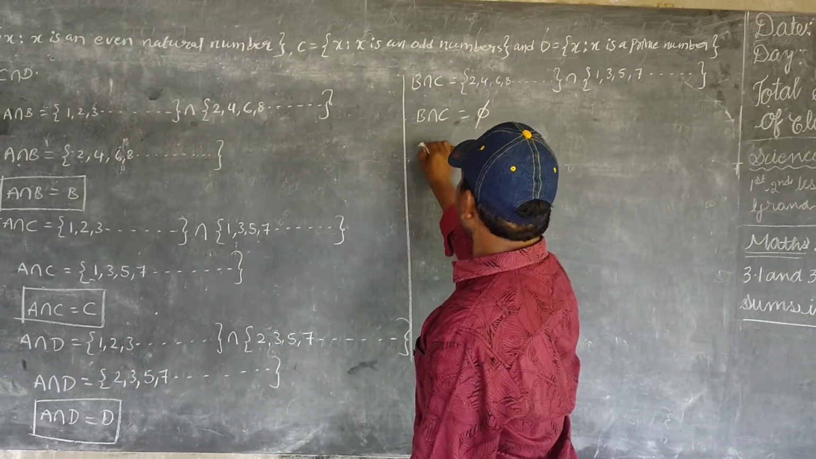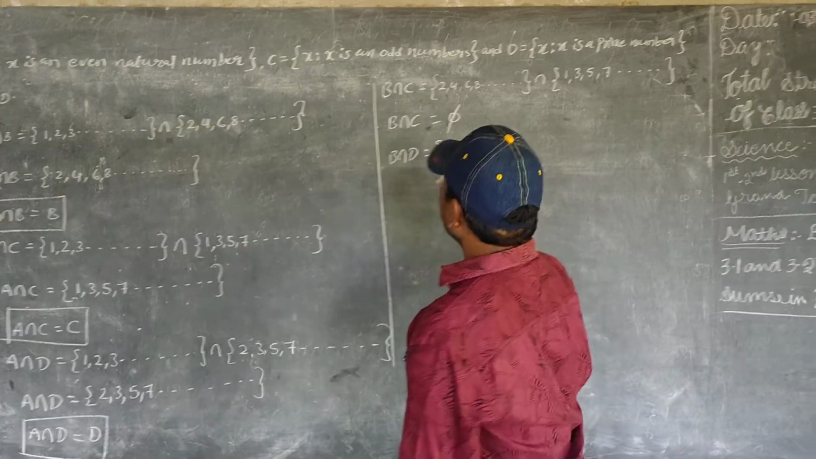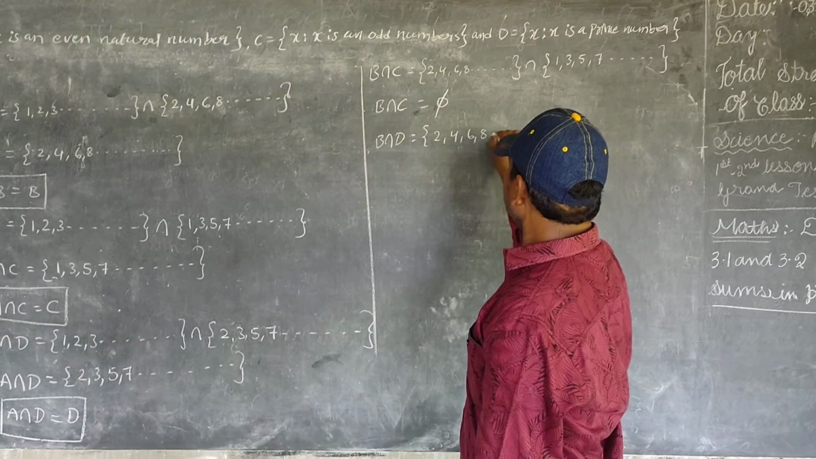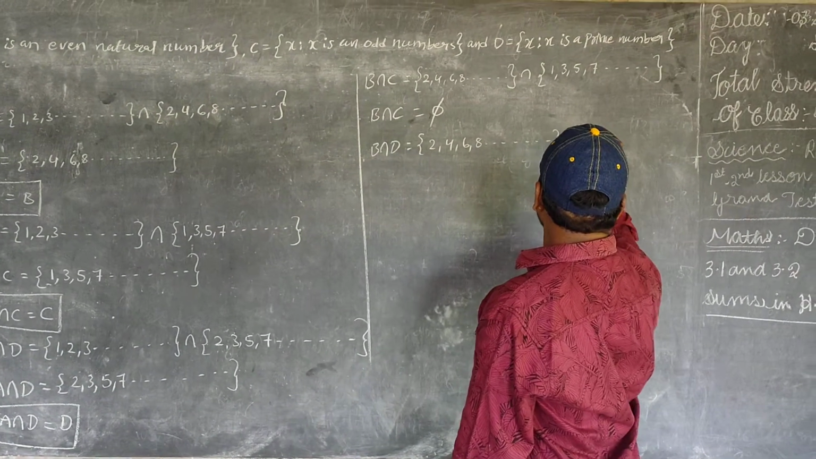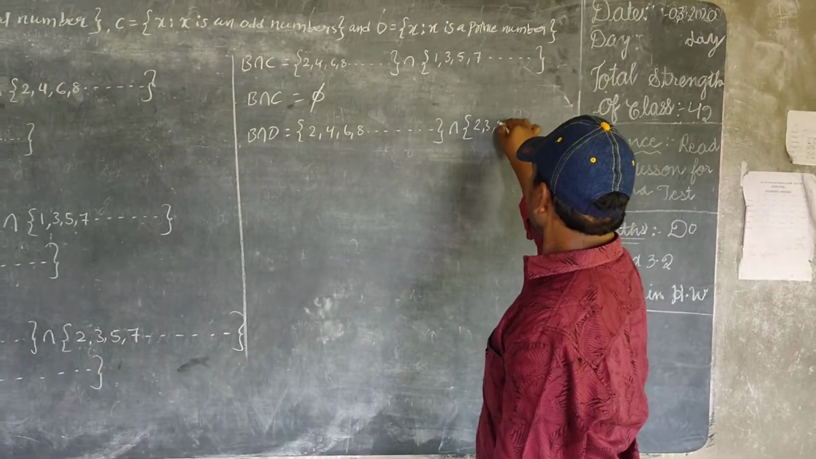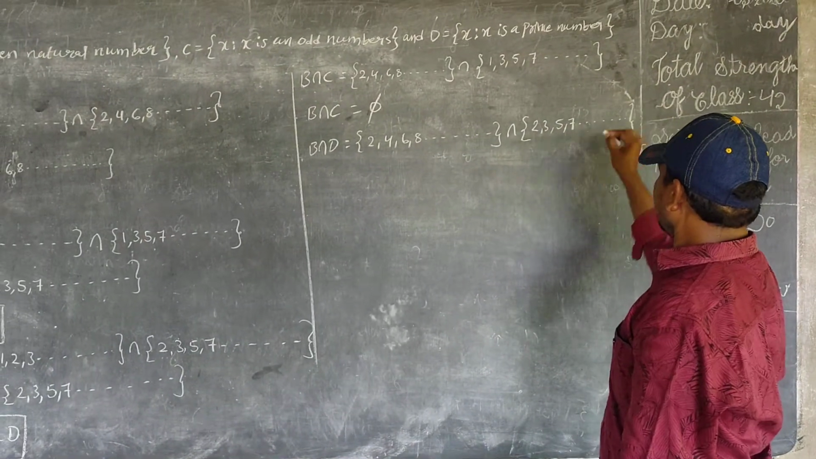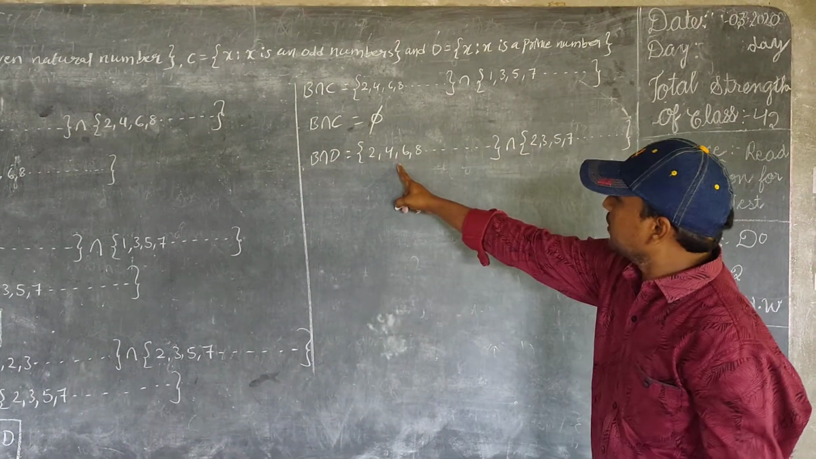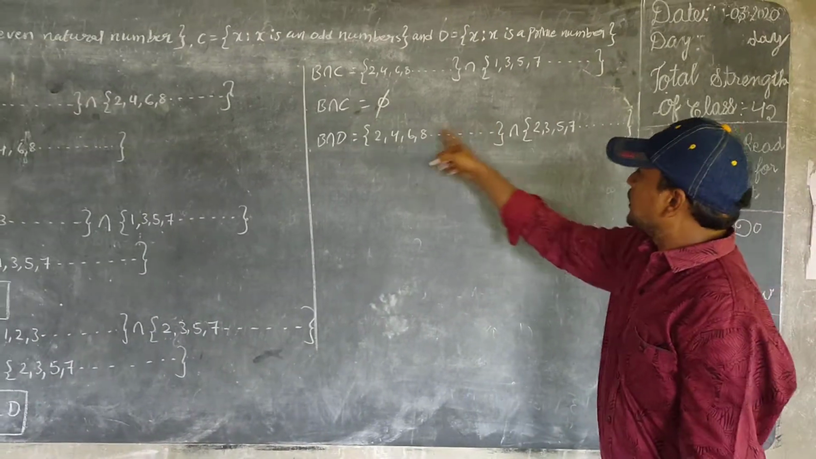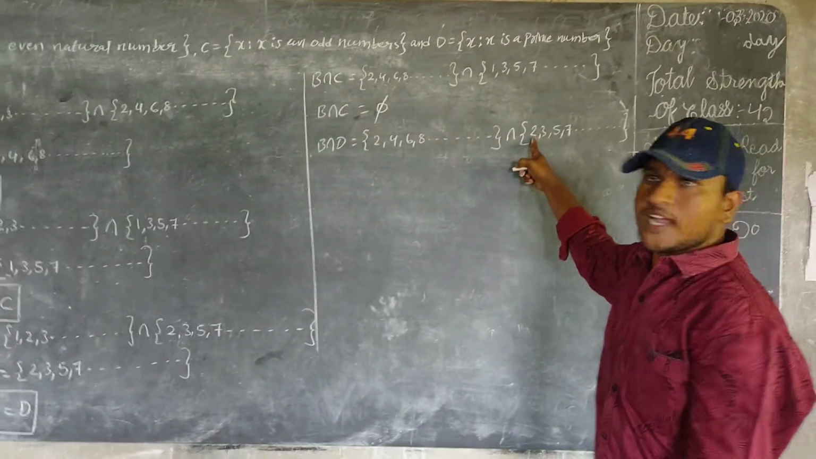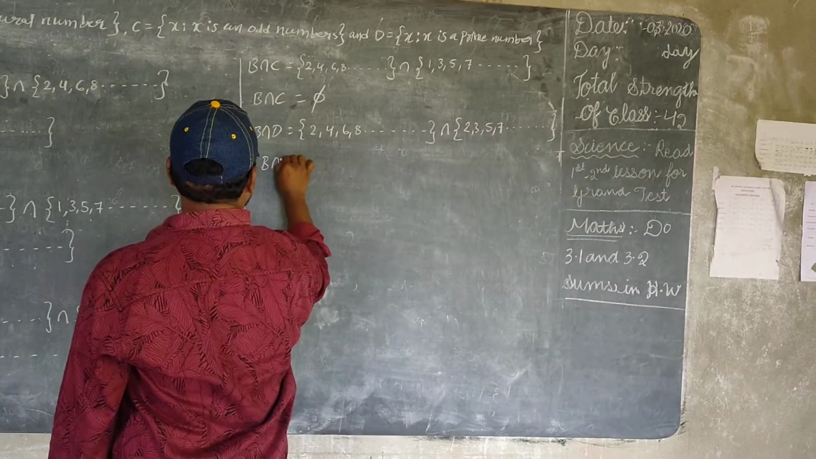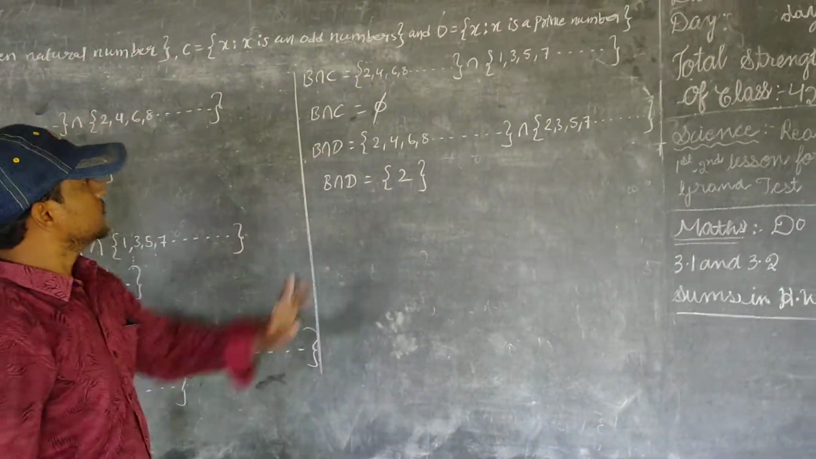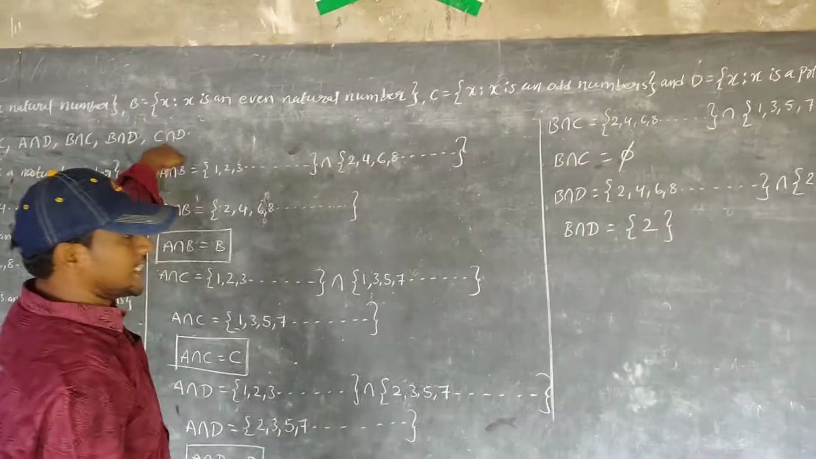Next, find B intersection D. What is set B? Even natural numbers: 2, 4, 6, 8 and so on. Intersection D, the prime numbers 2, 3, 5, 7. The common elements between even natural numbers and prime numbers: only 2 is common. So B intersection D is equal to {2}.